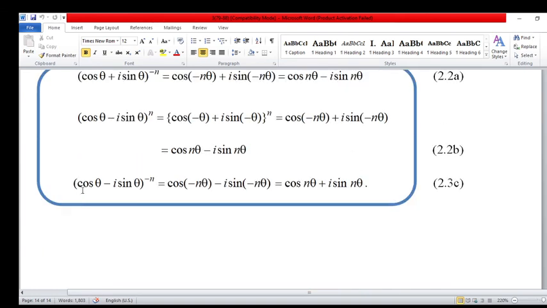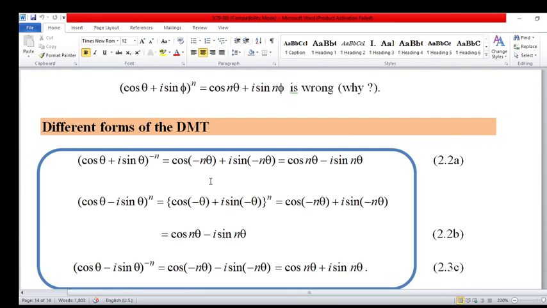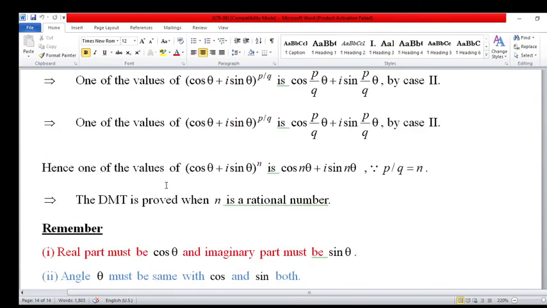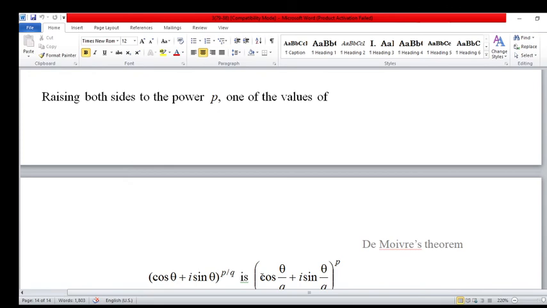Now the third result is cos theta minus i sin theta raised to the power minus n. This is the important condition. This is cos minus n theta minus i sin n theta. These are the three results, and these results are the most important results. This way our De-Moivre's theorem is over, and today's lecture is over.